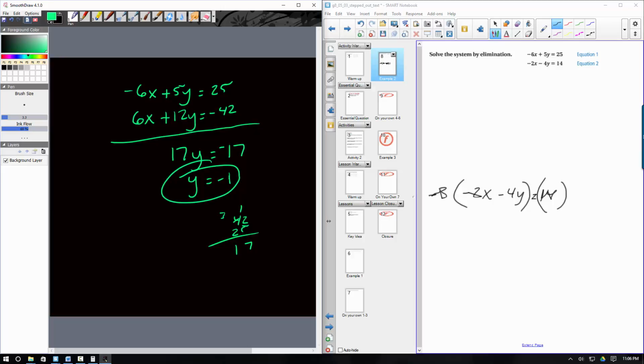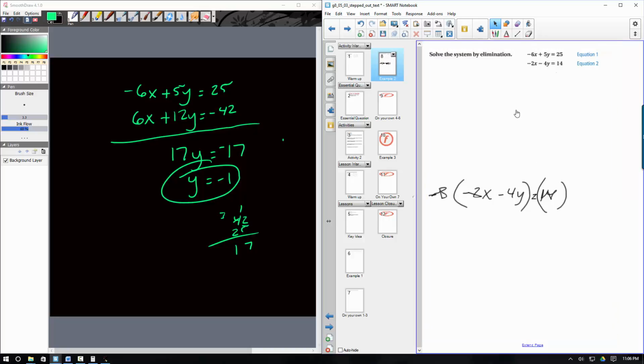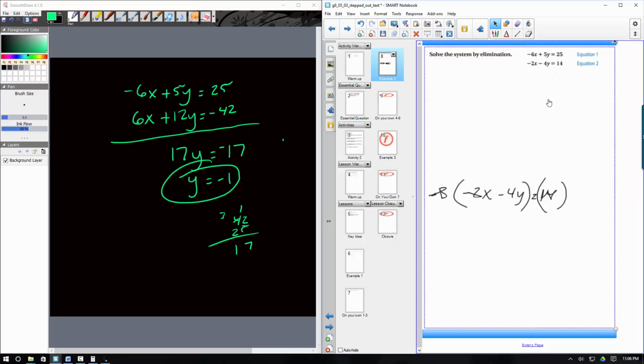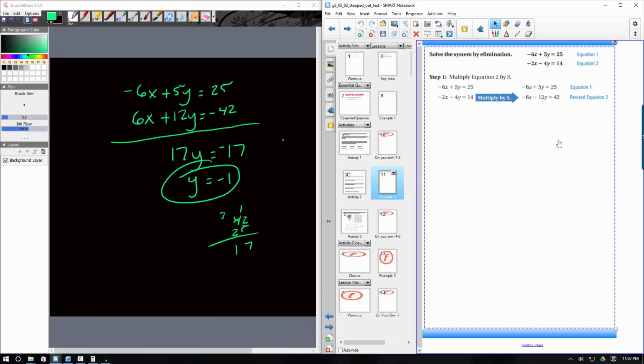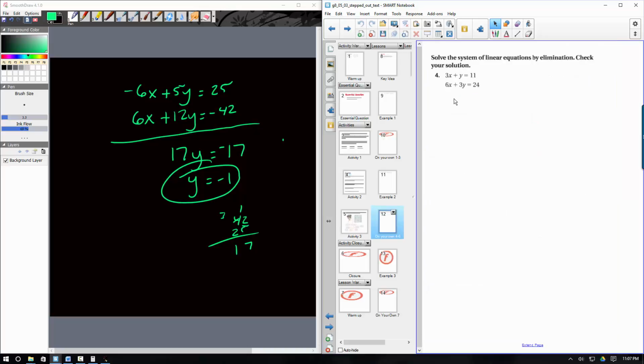I could then just plug this y into one of these equations and solve for it. Okay, let's see if it works here. So y equals negative 1. I plug this back in, and I get x equals negative 5. So my ordered pair is negative 5, negative 1. Then try going through and solving this one. Pause the video.